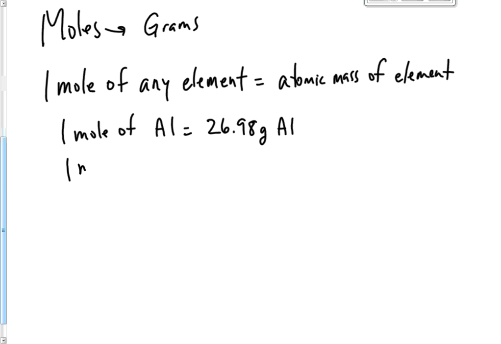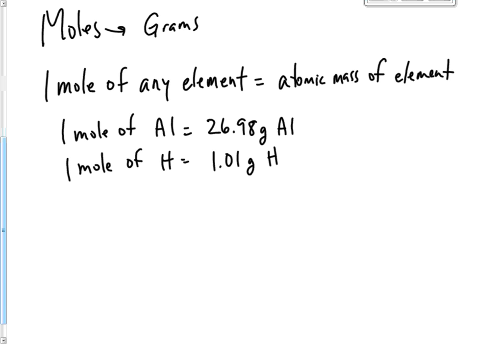1 mole of hydrogen equals 1.01 grams of hydrogen. Obviously, the further down you go, the heavier the elements become, the more mass is equal to 1 mole. So basically, 1 mole of aluminum atoms is equal to 26.98 grams of aluminum. Okay, and so on. It's not that difficult.